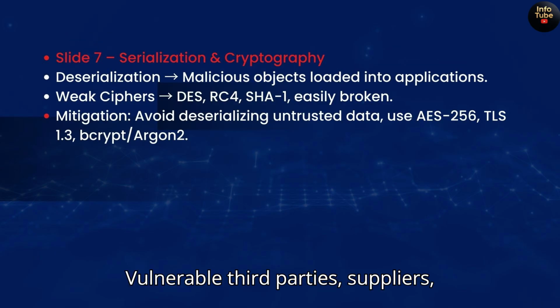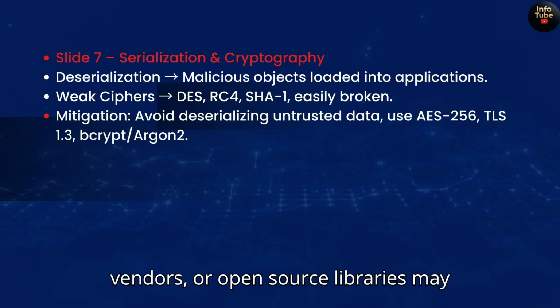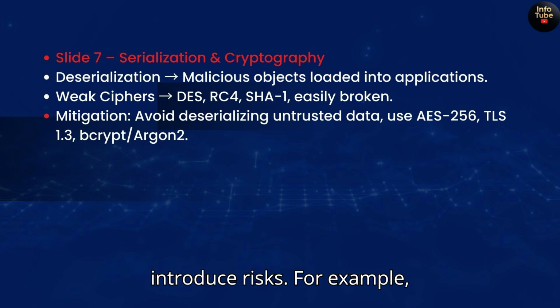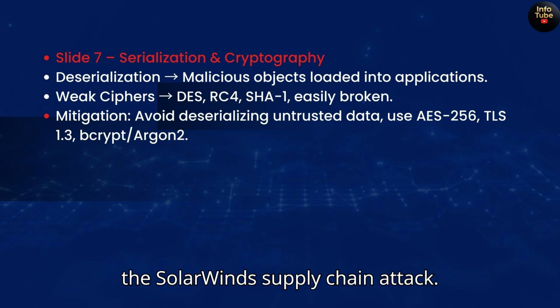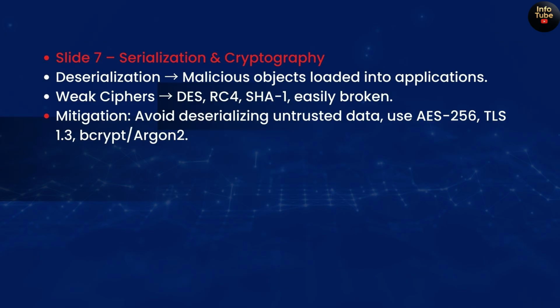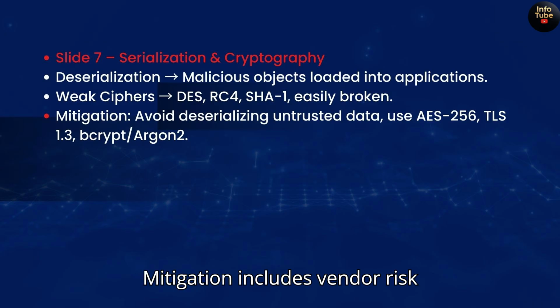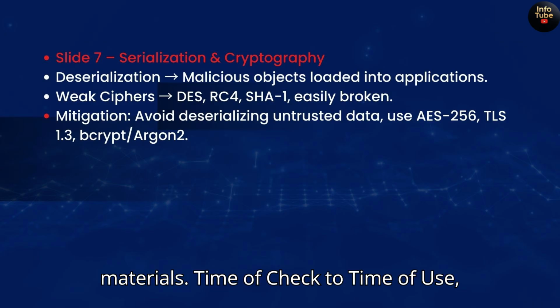Vulnerable third parties. Suppliers, vendors, or open source libraries may introduce risks. For example, the SolarWinds supply chain attack. Mitigation includes vendor risk management and software bill of materials.